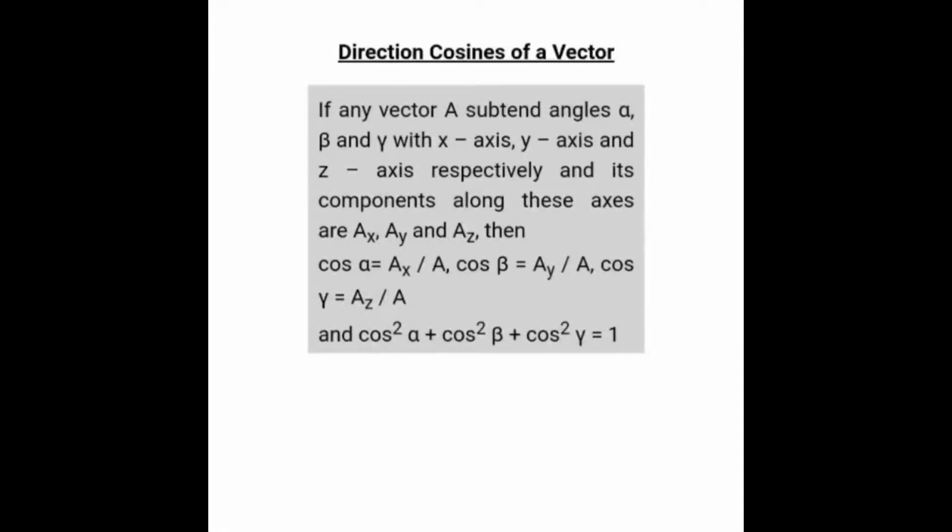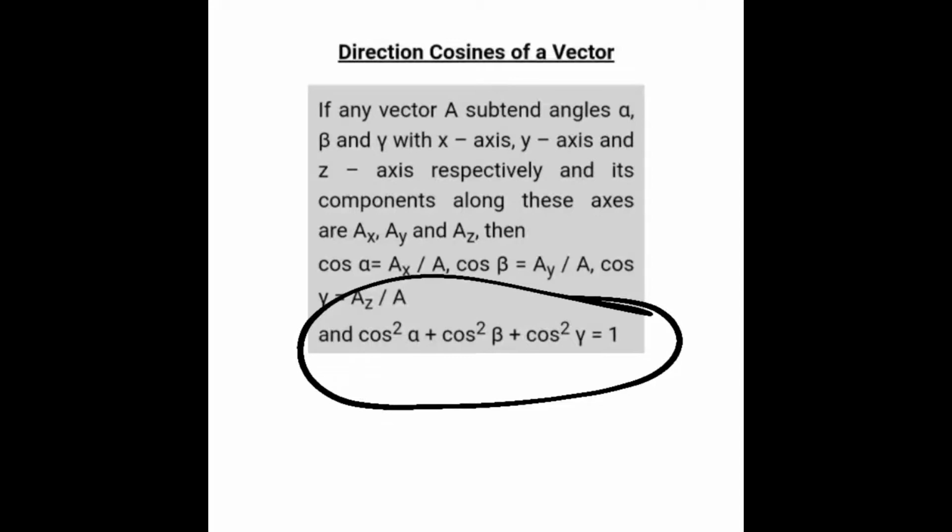Direction cosines of a vector. If any vector a subtends angles alpha, beta and gamma with the x-axis, y-axis and z-axis, then cos alpha can be written as ax by a, cos beta can be written as ay by a, and cos gamma can be written as az by a. And if you square all of them and add, you will always get unity, right?